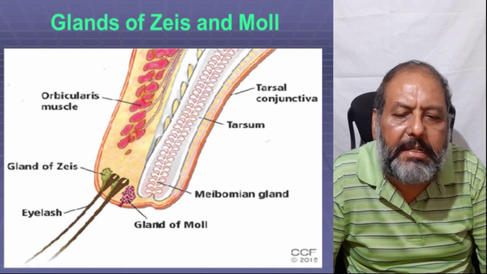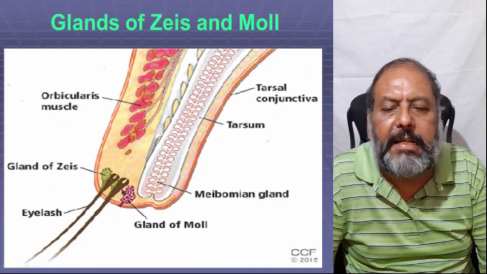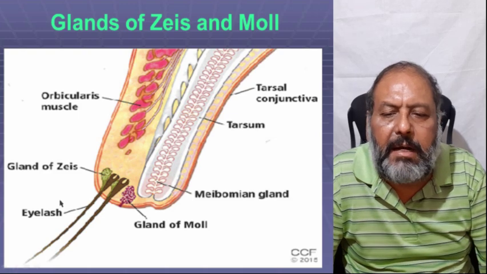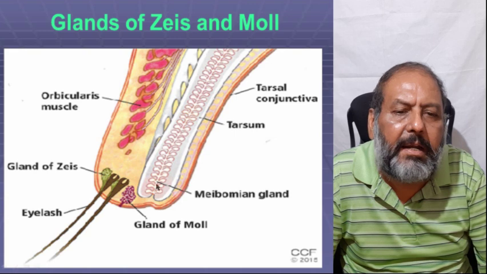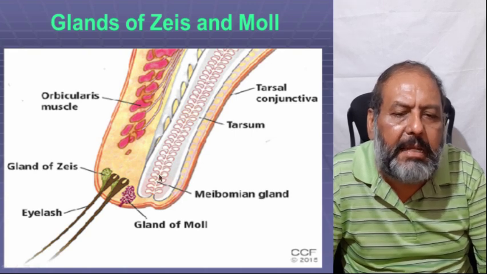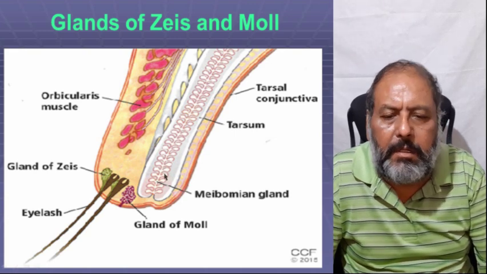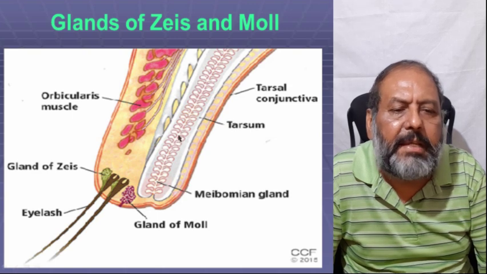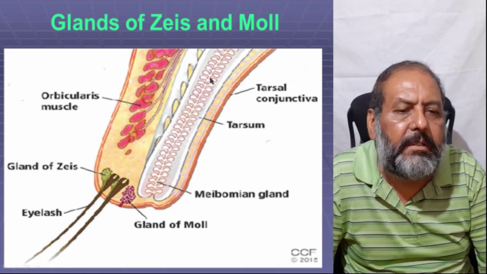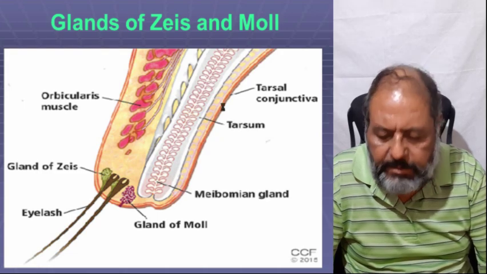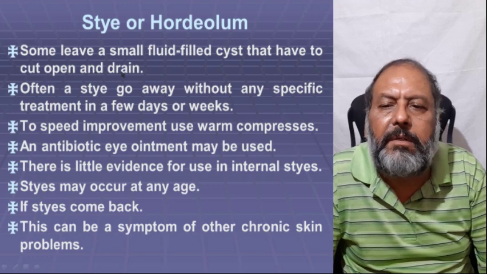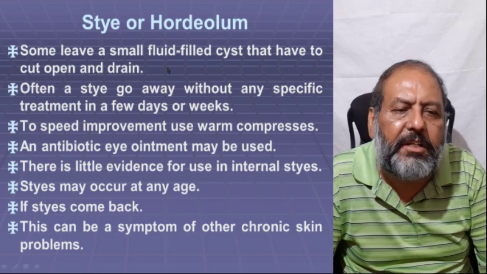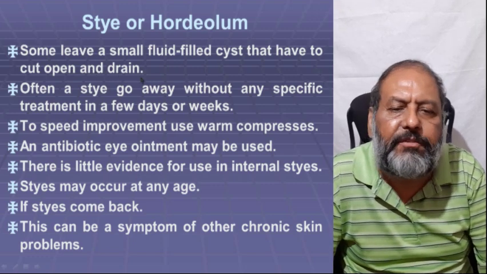Here again one can appreciate the gland of Moll, just along with the eyelash, and the gland of Zeis over the eyelash, and behind that is a big meibomian gland with multiple acini, having a duct, and lying over the tarsus. This is the stye or hordeolum. Some leave a small fluid-filled cyst that has to be cut open and drained.